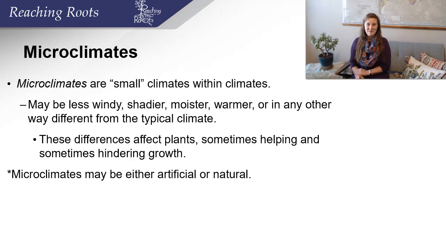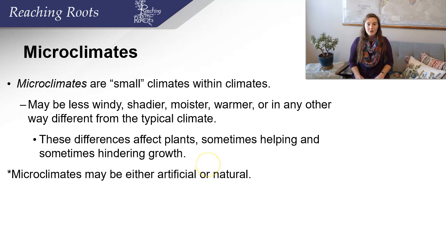So what's a microclimate? A microclimate is a small climate within a larger climate. The best gardeners take advantage of these small climates to plant plants that their region could not usually naturally support. This area might be less windy, more shady, moister, warmer, and many different other things. These differences affect plants' ability to grow, either positively if you plant the right plant in the area, or negatively.